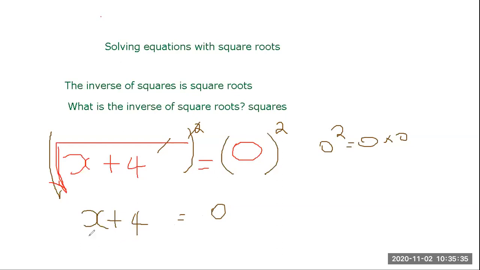Right. So then now I go right back to this stuff that we learned a couple weeks ago. So what do I do with this question? What would be my next step? Additive inverse. That is correct. So you minus 4 on both sides. And then x is equal to negative 4. That's it.